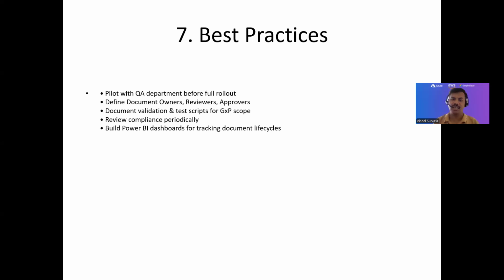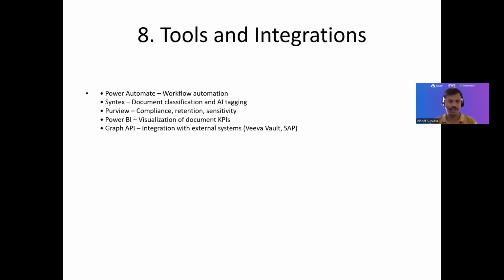Reviewing compliance periodically, to make sure the organization is compliant across document management and sharing, internally and externally, and that a document is accessible only to those who need access, right? Including dashboards and document life cycles with retention policies as well. So these are a few of the best practices. Definitely there are many, and they will be different and unique for each organization and industry. Tools and integrations include Power Automate, Syntex, Purview, Power BI, and Graph API.